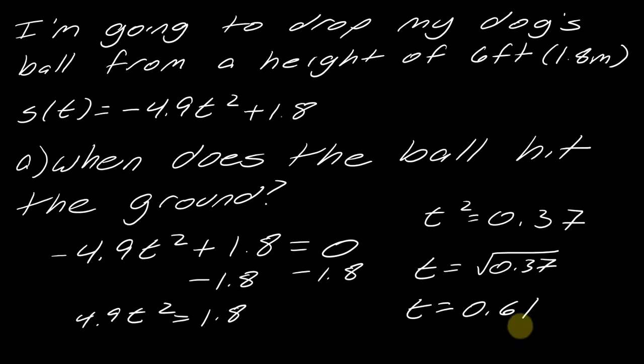So this shouldn't be too surprising. If you drop a ball, it's going to hit the ground really, really quickly, right? So this means that in about 0.61 seconds, the ball is going to hit the ground. So you would want to actually write that out and explain that. So this was a non-calculus question. It's almost an algebra question. Okay, so another typical question that would be related to this.